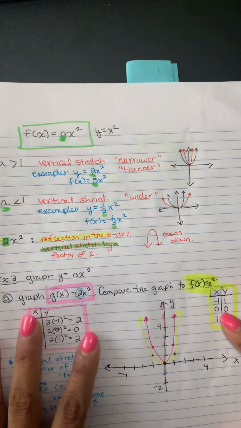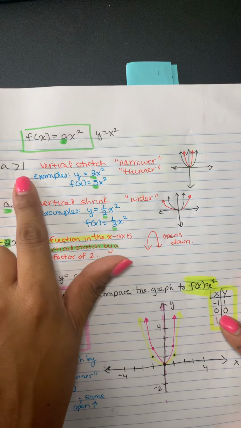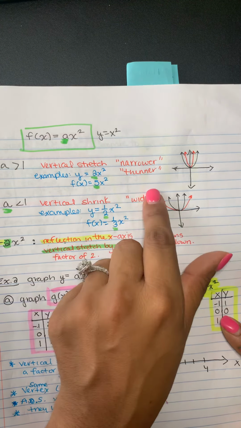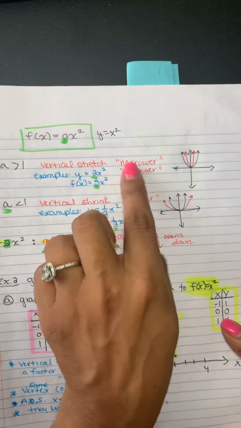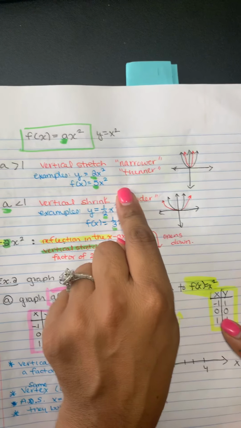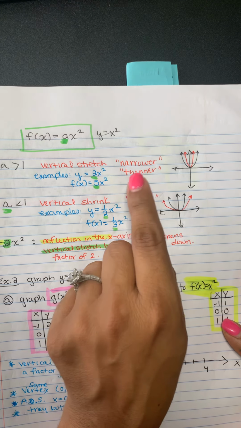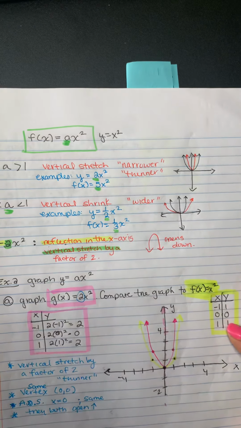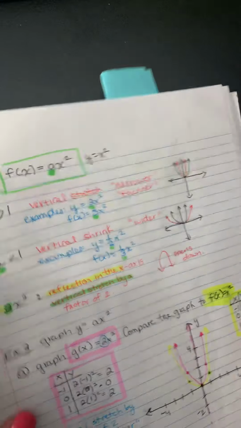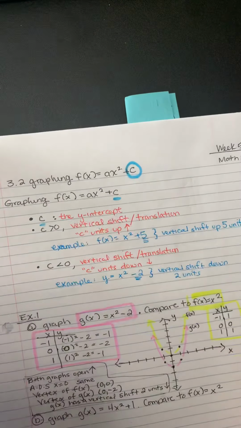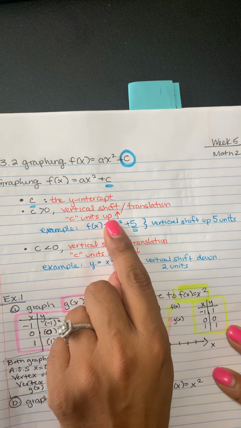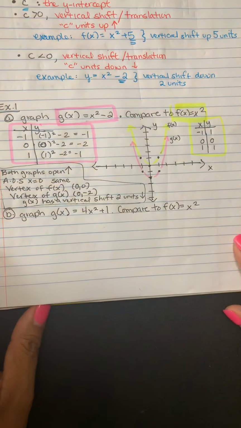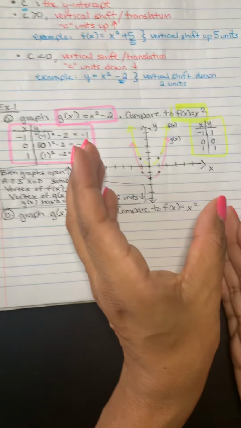3.1. If a is greater than 1, it's 4. Then we're going to have a vertical stretch, which means it's going to be thinner. We're going to have a vertical stretch by a factor of 4, which means it's going to be thinner than f of x, than our parent function. We also had a plus 1. That's what we learned today: a vertical shift up 1 unit. So it's going to be thin, but up 1 unit from the parent function.